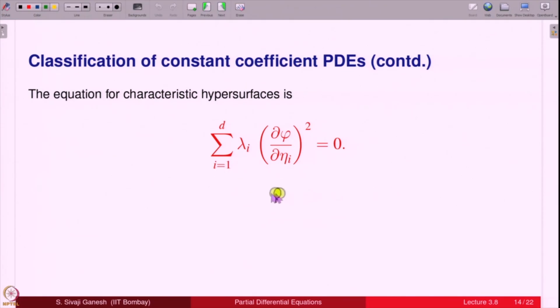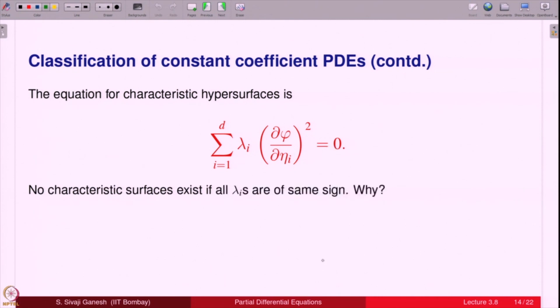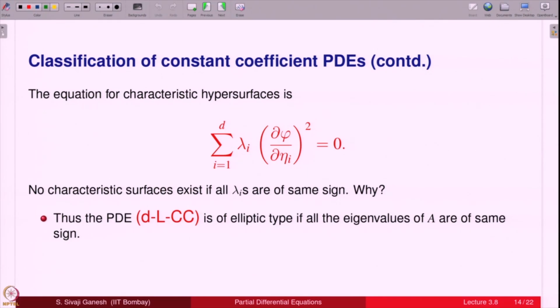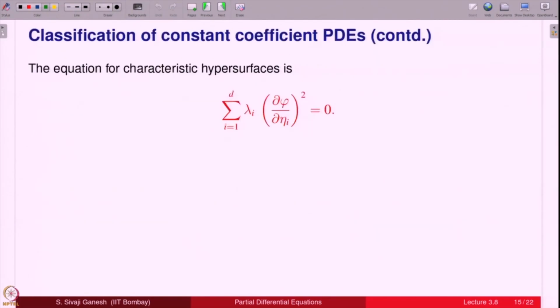Now, if you observe, if all lambda i's are non-zero and of the same sign, then this will either be positive or negative. So, it will never be 0, which means there are no characteristic surfaces if all lambda i's are of the same sign. Therefore, the PDE DLCC is of elliptic type. What are lambda i's? They are the eigenvalues of A. If all the eigenvalues of A are of the same sign, then DLCC is of elliptic type.